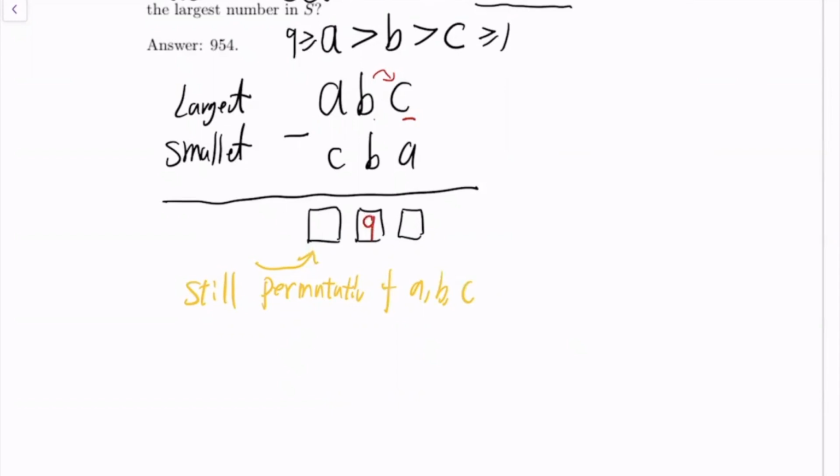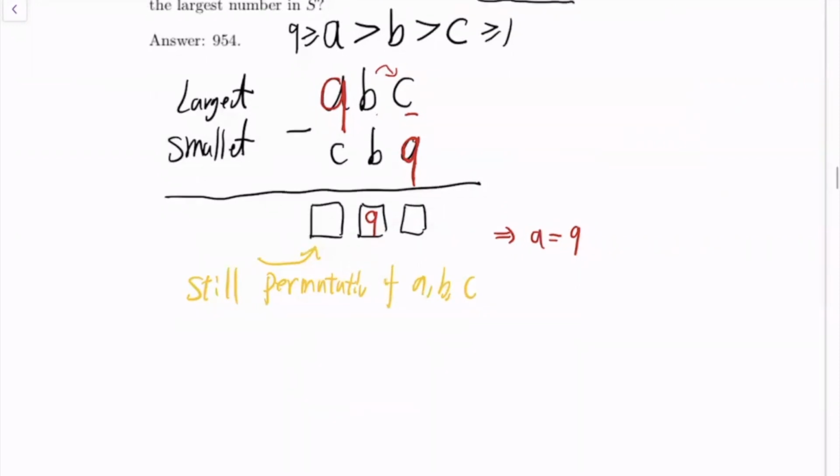If this one has to be 9, it tells us A has to be 9. Now we know this one has to be equal to B. It cannot be C, because C minus 9, if you look at the last digit, you cannot get a C. So this one will be B, and this one will be C.